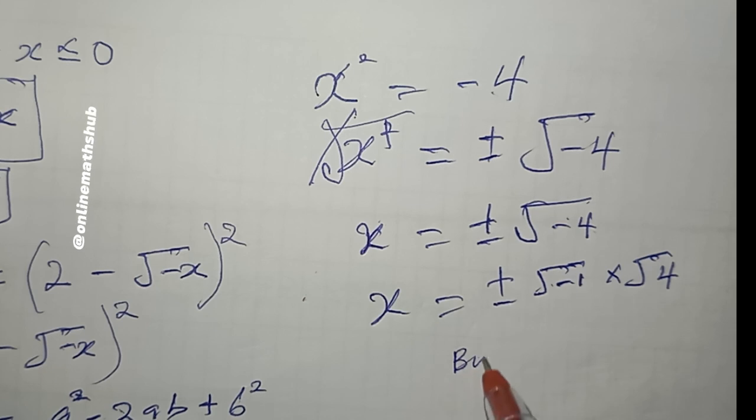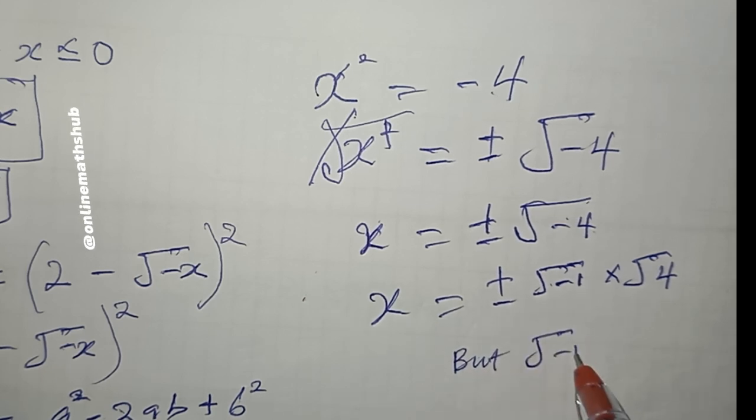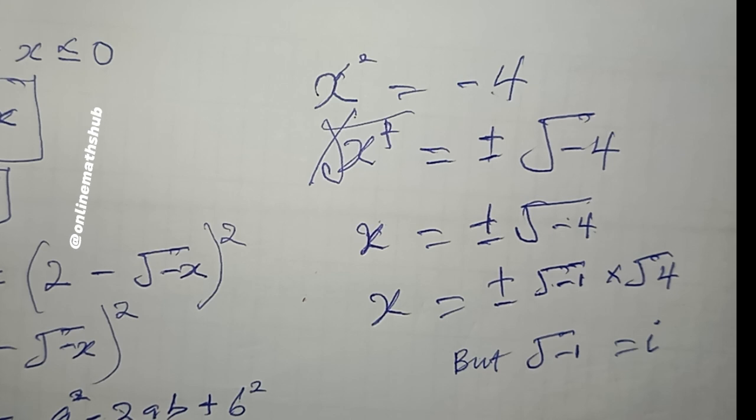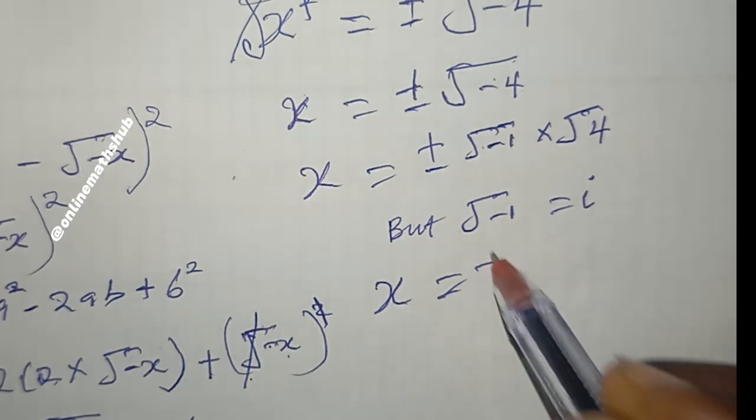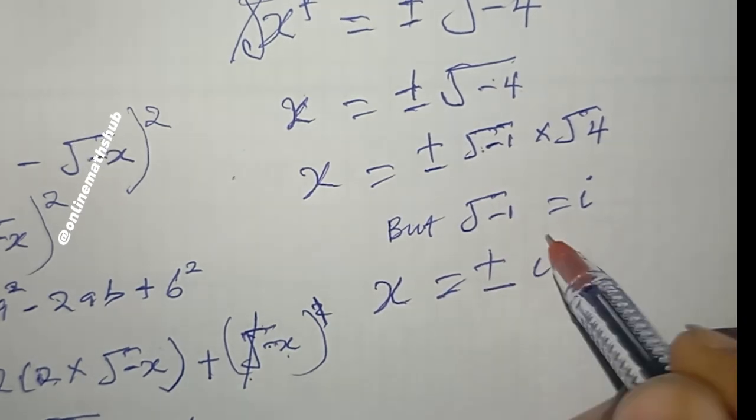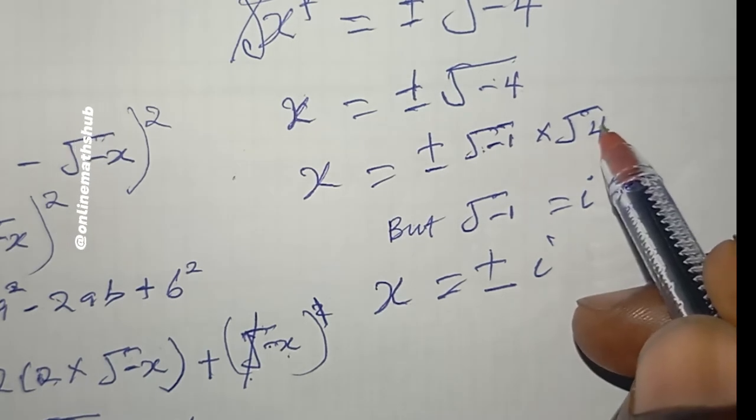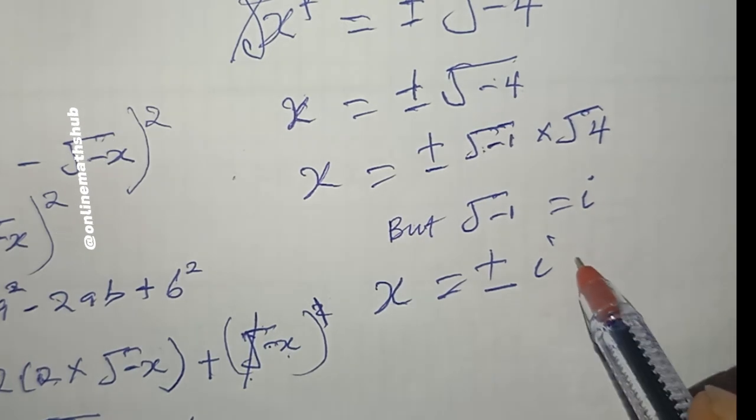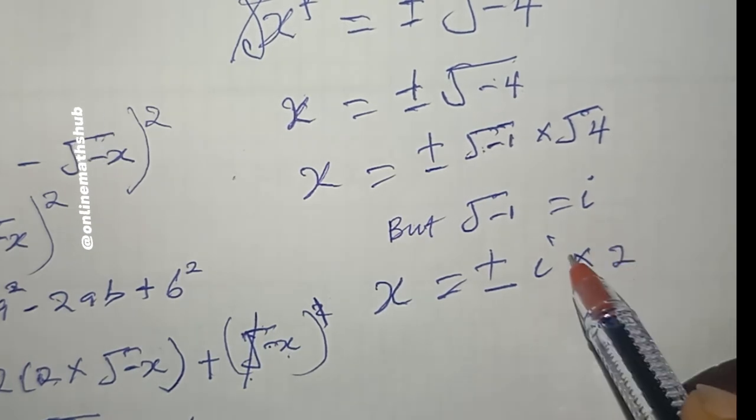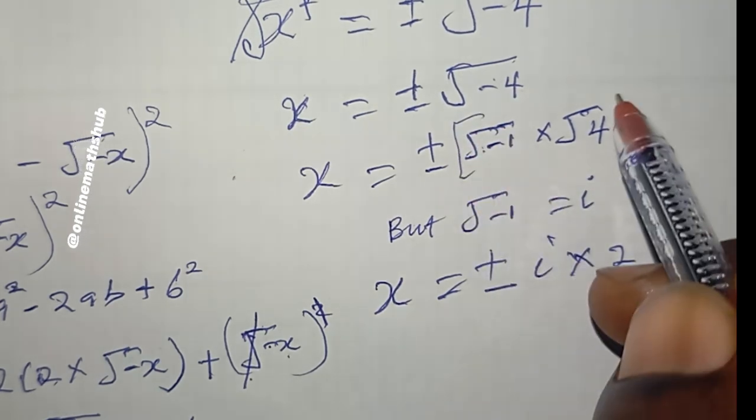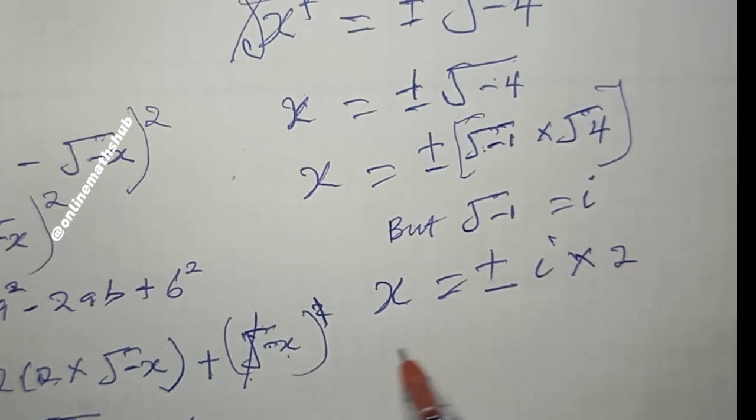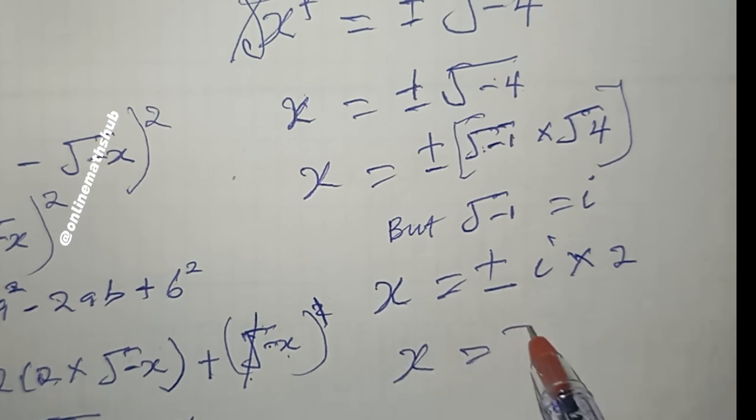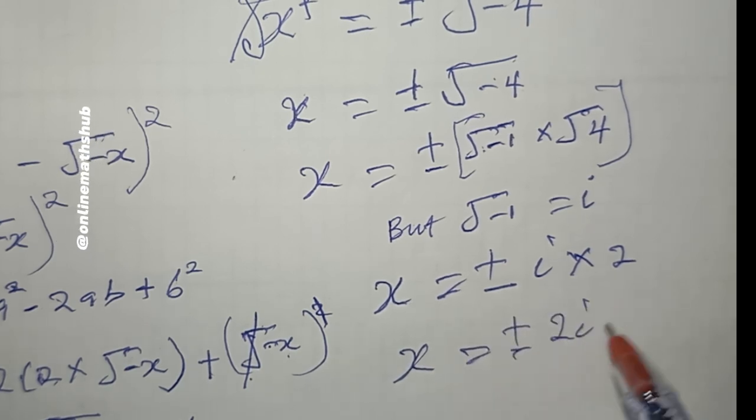But of course, root negative 1 is equal to i. Okay, so that what I now have here is x equal to plus or minus, so this is i, and then root 4 here is equal to 2. Okay, so let me put this in bracket right here. Okay, so obviously x is now equal to plus or minus 2i.